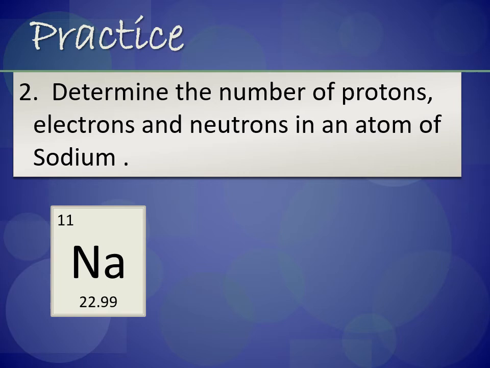Let's try the next one. Determine the number of protons, electrons, and neutrons in an atom of sodium. So again, let's just make sure everybody's on the same page. This is the atomic number. This is the atomic mass. Atomic mass is always bigger than the atomic number.